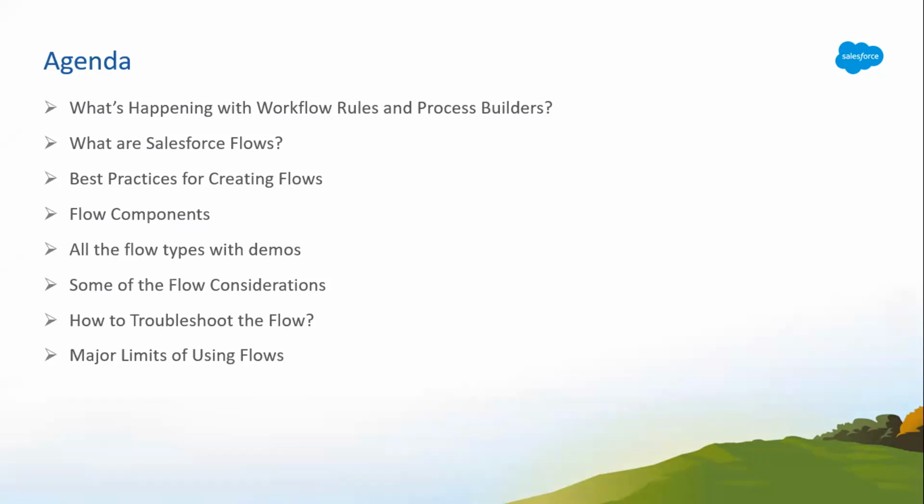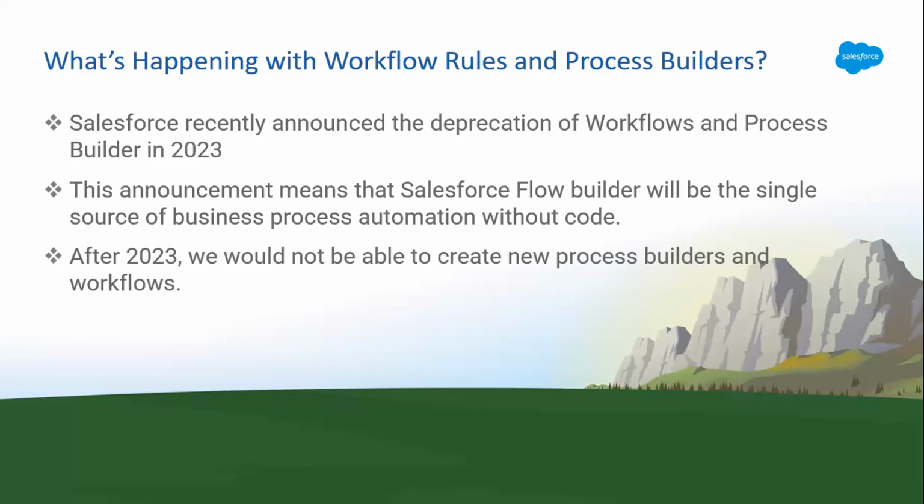First, as Brenda already explained, workflow rules and process builders are not going to stay after 2023. With Spring 22, Salesforce announced that they are not going to give any updates for workflows and process builders, and they are going to terminate them. We will not be able to create process builders and workflows after 2023. So Flow will be the only process automation tool in Salesforce. It's better that we start to learn about Flow now itself.